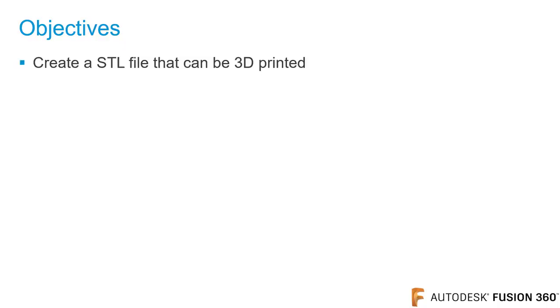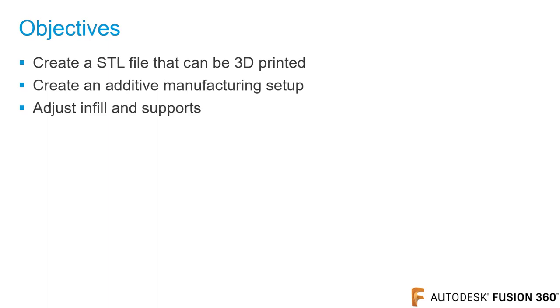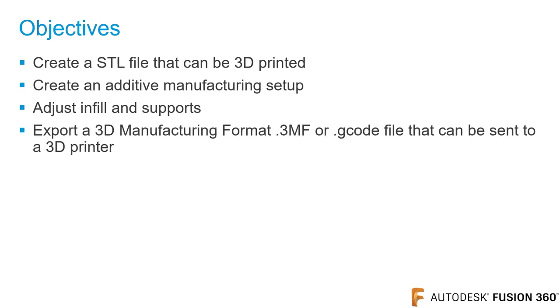In this video, you will learn how to create an STL file that can be 3D printed, create an additive manufacturing setup in the Manufacture workspace, adjust infills and supports, and export a 3D manufacturing format, a .3mf or a .gcode file that can be sent to a 3D printer.